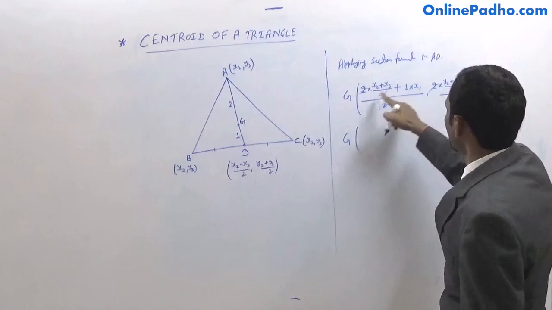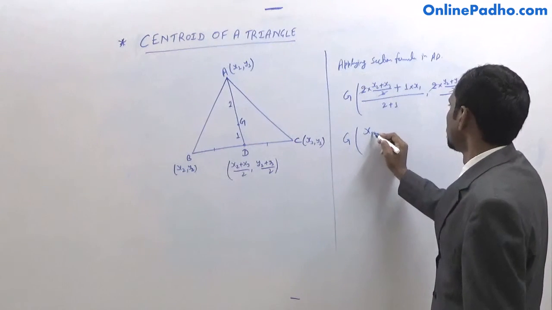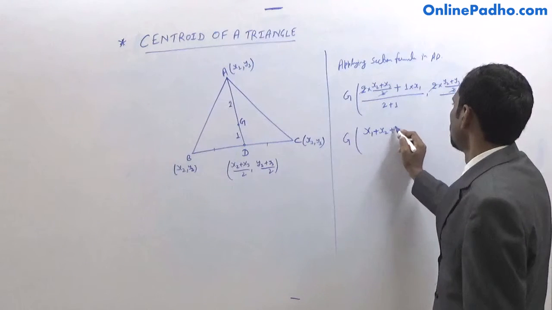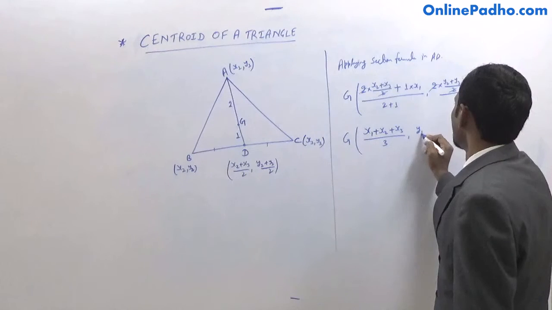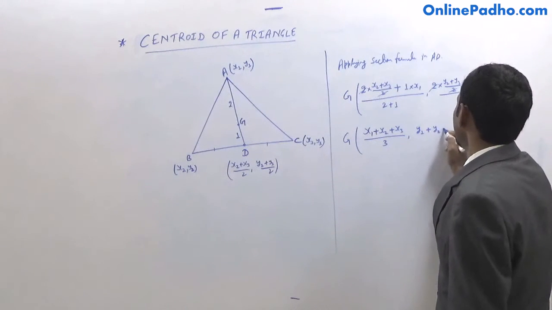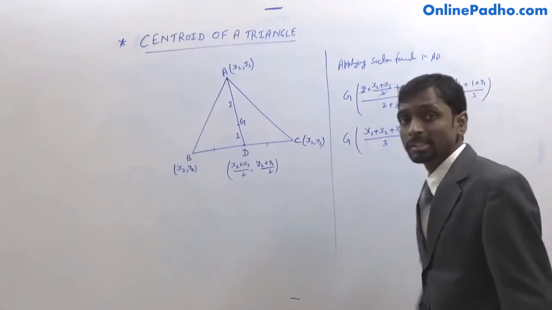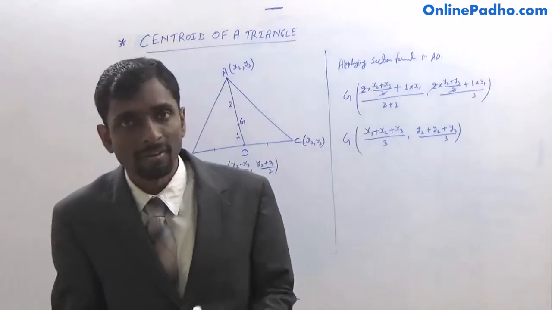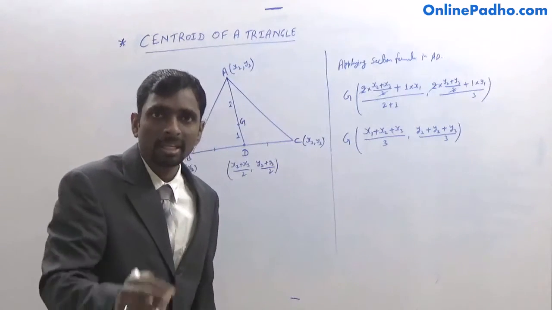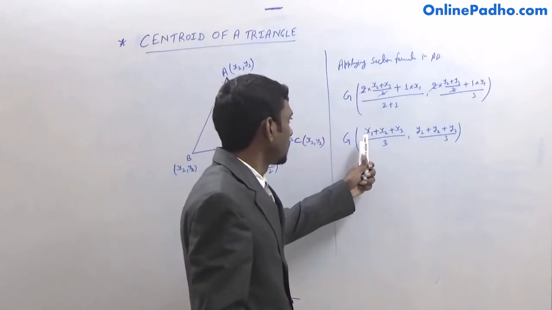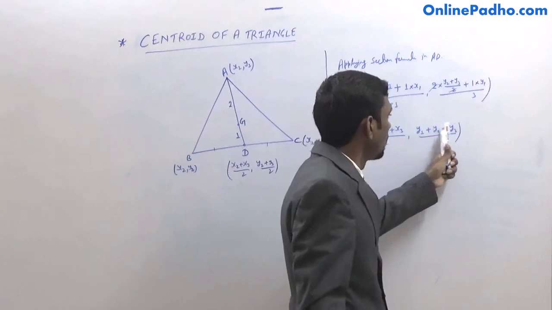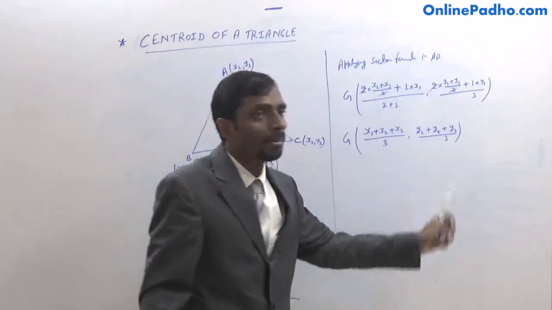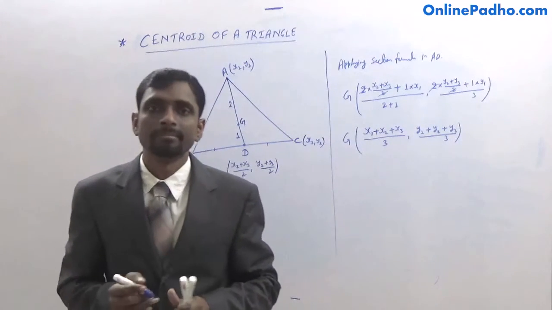and the coordinate of the centroid will be x1 plus x2 plus x3 by 3 and y1 plus y2 plus y3 divided by 3. So we can say that for the centroid of a triangle, if all the three coordinates are given, we can just add the x coordinates and divide by 3, and just add the y coordinates and divide by 3. This is the formula to find the centroid.